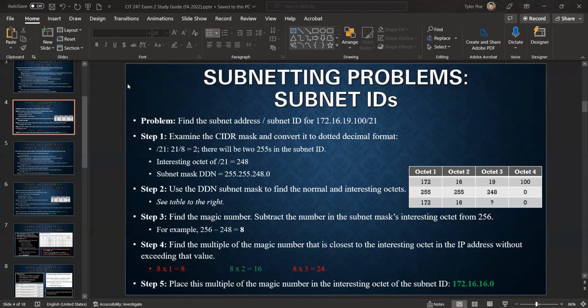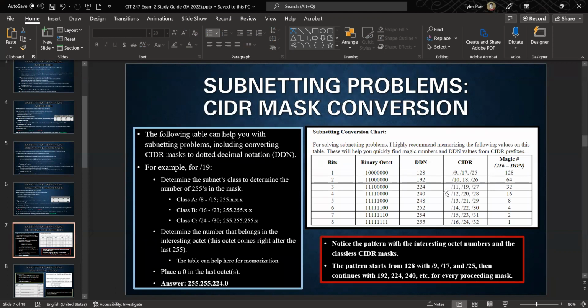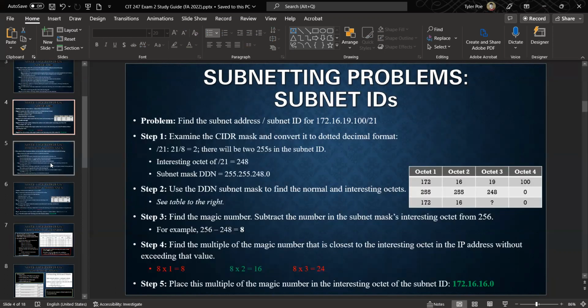So it may seem like a lot, it may seem convoluted, but trust me, it's a lot easier than binary. Once you memorize the patterns, it really makes this process go really quickly, which can really help with your exam times. I will say that memorizing this process, just writing down these numbers in this table here, is going to be crucial to getting good at this. So just write down the decimal notations, the magic numbers. You can even write down the masks they go with, and that will help you figure out this subnet ID stuff really easily.